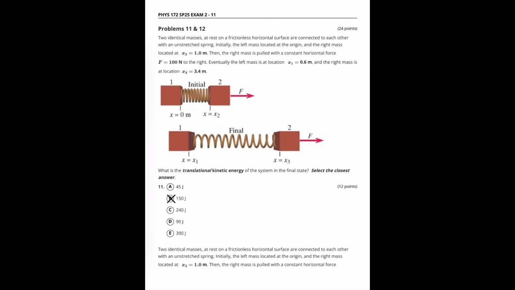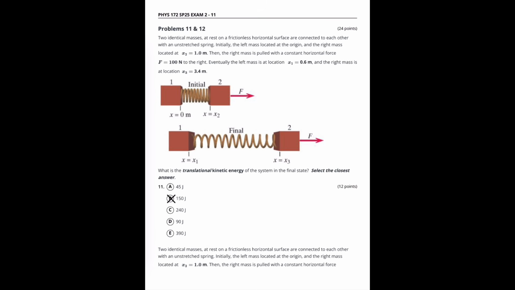Problems 11 and 12 state, two identical masses at rest on a frictionless horizontal surface are connected to each other with an unstretched spring. Initially, the left mass is located at the origin and the right mass is located at x2 equal to 1.0 meters. Then the right mass is pulled with a constant horizontal force of 100 newtons to the right. Eventually, the left mass is shown at location x1 equal to 0.6 meters, and the right mass is at location x3 equal to 3.4 meters. What is the translational kinetic energy of the system in the final state?